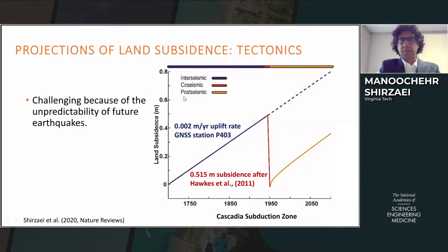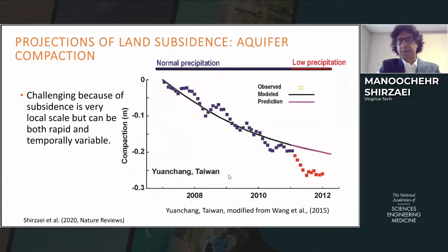This is another example for a different factor. This is the aquifer compaction at the Yongchang aquifer in Taiwan. A very sophisticated mechanical model was developed to simulate the behavior of the aquifer for 2007 through 2010, and then the same model was used to predict how the aquifer system behaves in the following year. Note that in the first couple of years, the calibration years, we had normal precipitation, or no drought, while in the 2011 prediction year, we had drought. Just because of that, and the changing behavior and probably pumping rates, you see the model does a poor job predicting the behavior. So this suggests that predicting the future of land subsidence due to aquifer compaction is also extremely challenging.